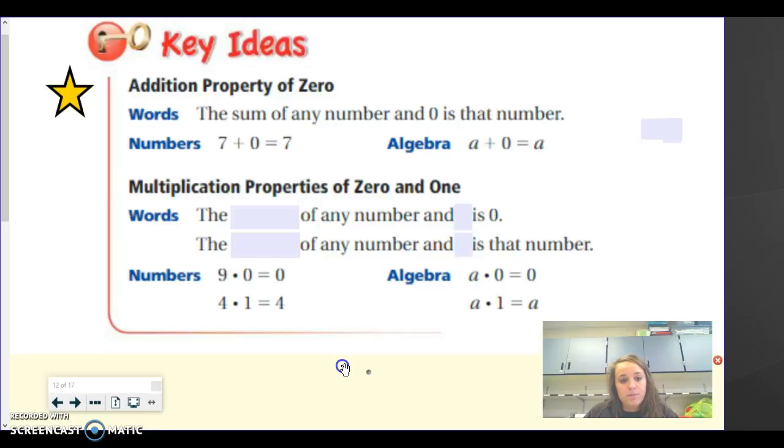Now the multiplication property of 0 and 1 is very similar. The product of any number, if you multiply that number by 0, you're going to get 0. And the product of any number and 1 is always going to be that number. So 9 times 0 is 0, and 4 times 1 is 4.